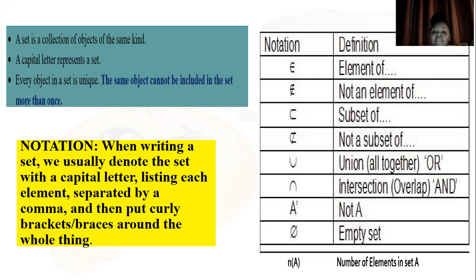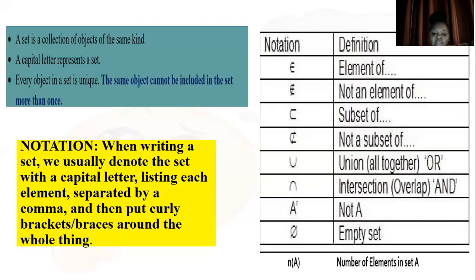We also have a symbol that looks like a U, that means union, or altogether, or "or," okay? Then we have a symbol that looks like an upside down U, that means intersection or overlap. We also have a symbol, A with an apostrophe, that means a complement. That is called a complement. That means "not A," okay? And then we have a circle with a line going across it. That means an empty set.